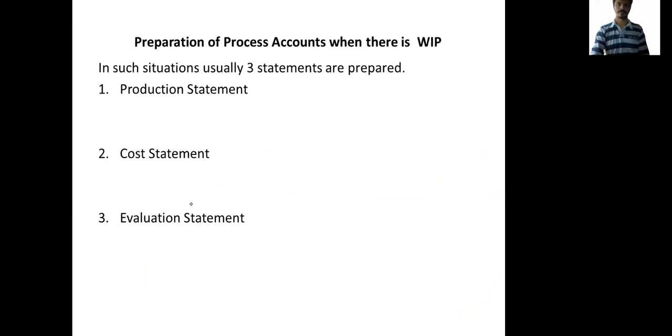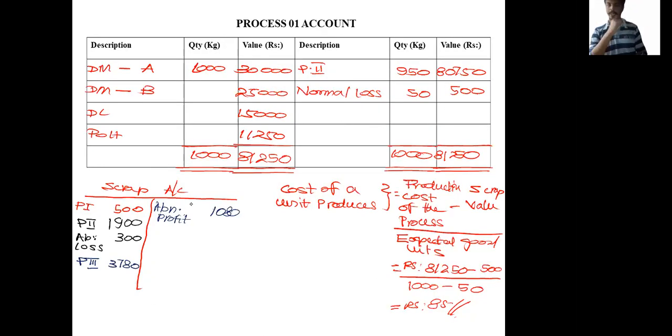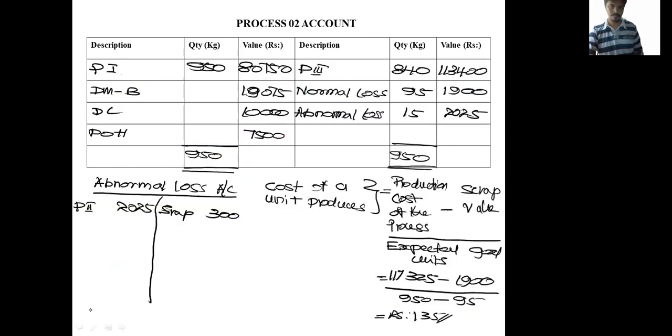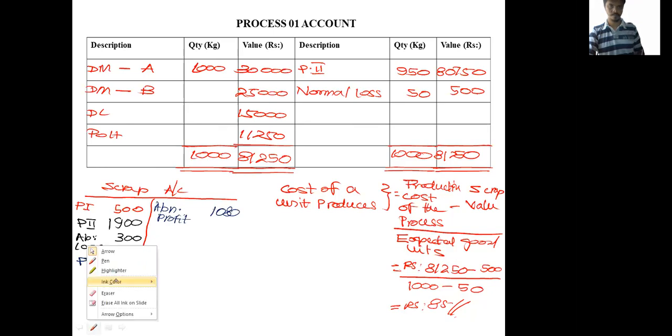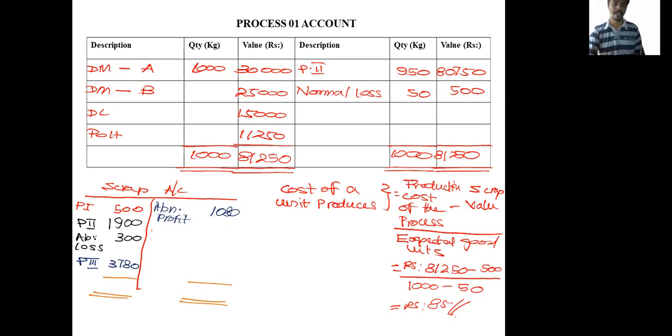Now everything is finished. Now we can balance this scrap account. The balance is transferred. The balance is what we are going to earn through cash. Actually here 6,000, 6,480. Here we are going to earn 5,400. This is what we earn.